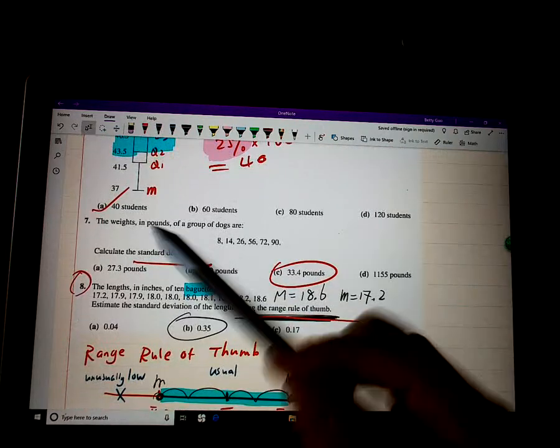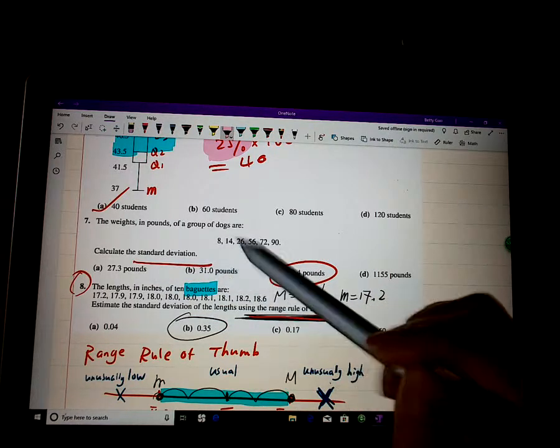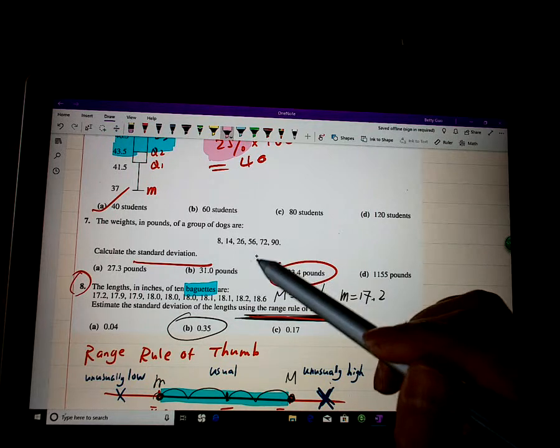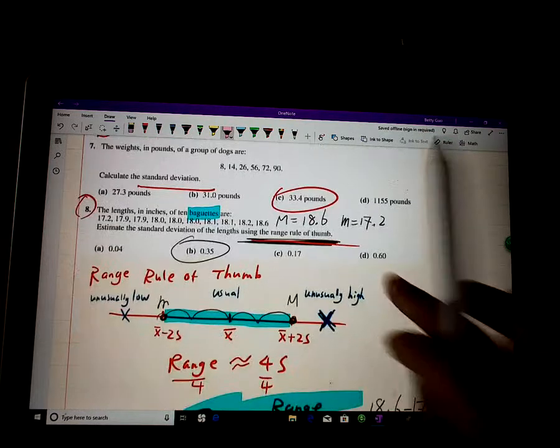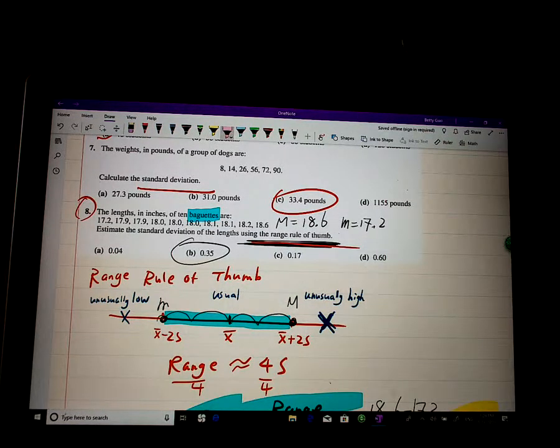Number 7, you have a data set, find the standard deviation. Did I show you how to find the standard deviation earlier? Use the calculator, okay? We don't do it manually. Number 8, we need to find the range. Range rule of thumb. Let me explain what the range rule of thumb is, right?